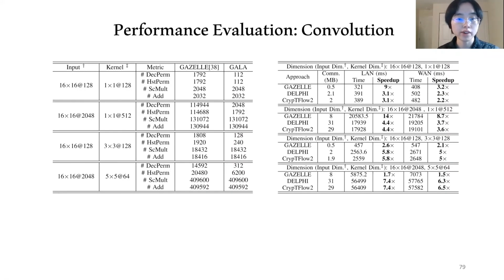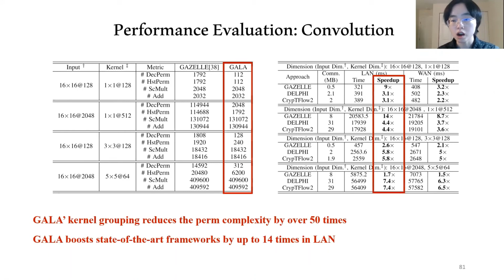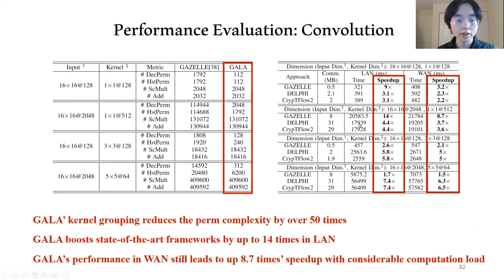As for the convolution evaluation, we can see that our kernel grouping reduces the Perm complexity by over 50 times, as we can see here. And this dimension is a preferred dimension in many deep neural networks, such as AlexNet. As for the time cost, our work boosts state-of-the-art frameworks by up to 14 times in the LAN setting. In the WAN setting, our work still gives up to 8.7 times speed up with considerable computation load.